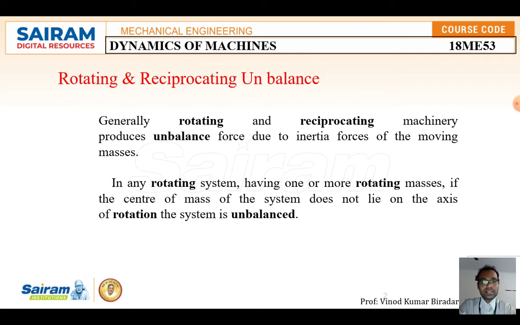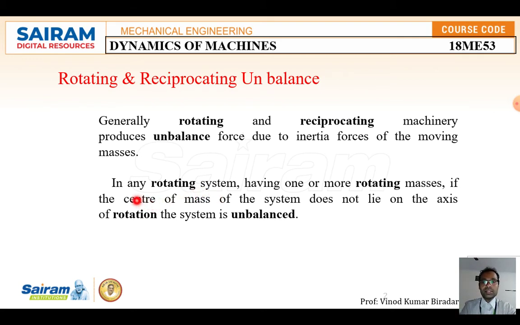If the center of gravity of any mechanical component does not coincide with the axis of the shaft, that is, the axis of the machine component, then there is a chance of creating unbalance. In any rotating system or any component having one or more rotating masses, if the center of the masses of the system does not lie on the axis of rotation of the shaft, the system is called unbalanced. This sentence is very important; you have to write it in the examination.